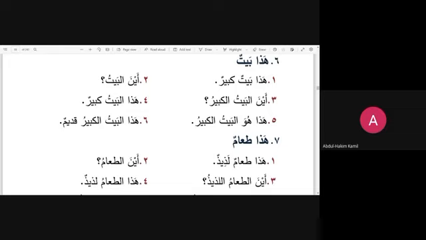Let's go back to the first one. هذا بيت. What does that mean? This is a house. A house. Then the second one says هذا بيت. It still says بيت. هذا بيت كبير. This is a big house.